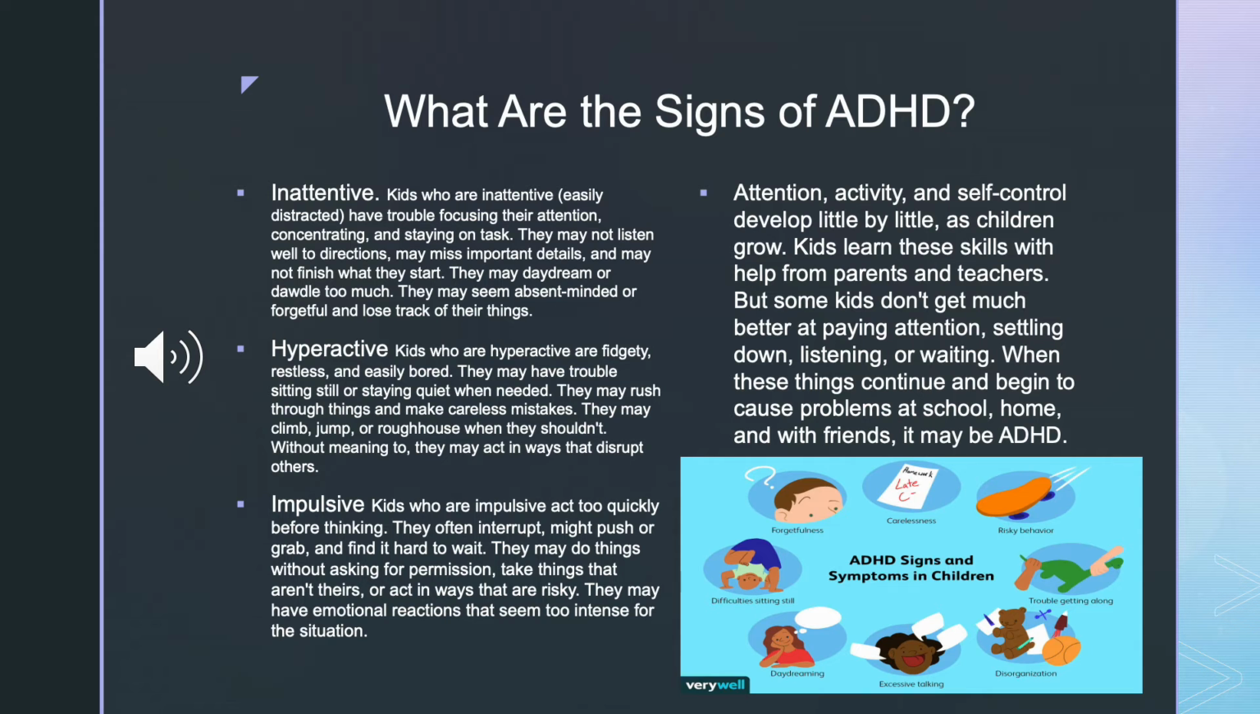And lastly, attention, activity, and self-control develop little by little as children grow. Kids learn these skills with help from their parents and teachers, but some kids don't get much better at paying attention, settling down, listening, or waiting. When these things continue and begin to cause problems at school, home, and with friends, it may be a sign that your child has ADHD.